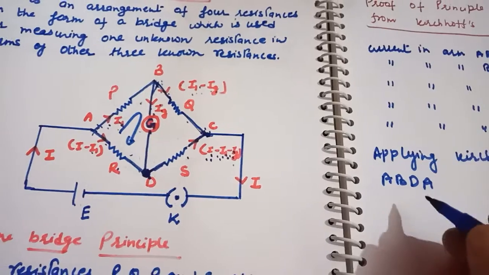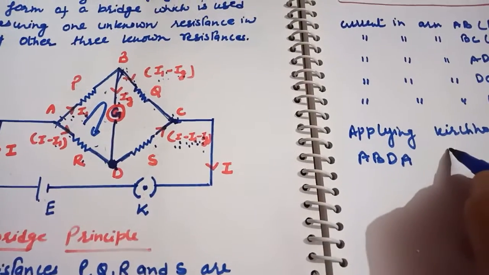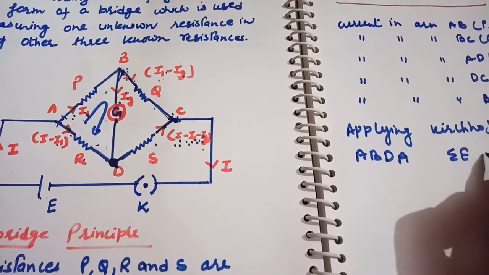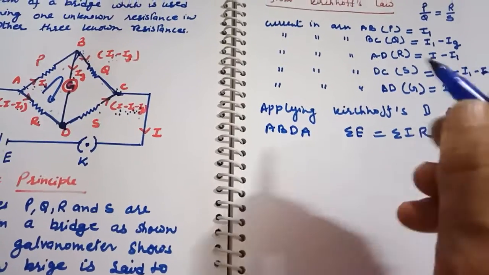Okay, so here we are going to apply Kirchhoff's second rule. What is Kirchhoff's second rule? Summation of E is equal to summation of I into R. Clear? So first of all, we are going to take this.